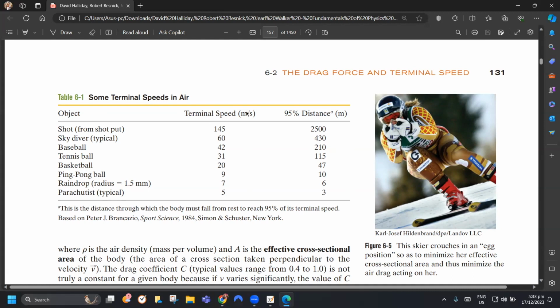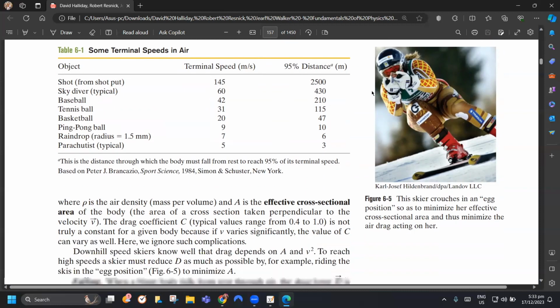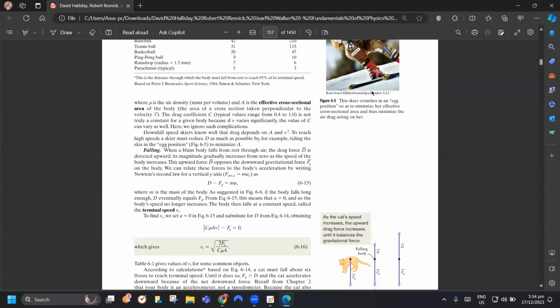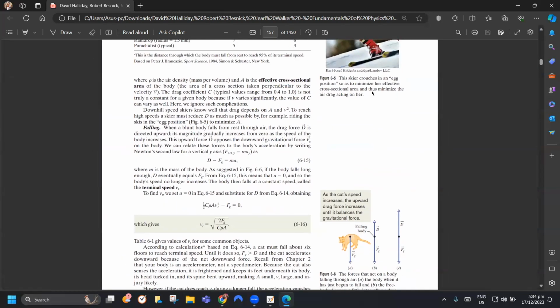Downhill speed skiers know well that drag depends on A and V squared. So to reach high speeds, a skier must reduce drag as much as possible by riding the skis in the egg position, figure 6-5, to minimize the area. And when a blunt body falls from rest through the air, the drag force minus mg equals ma. And then from there, we can calculate the terminal speed.